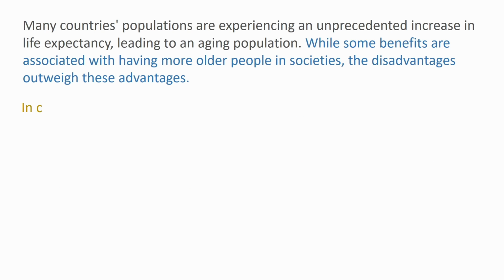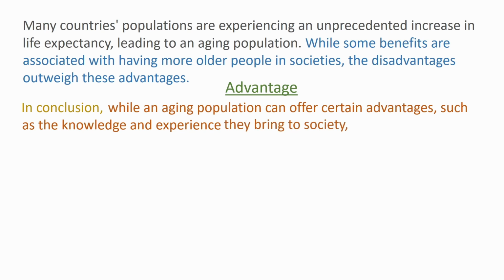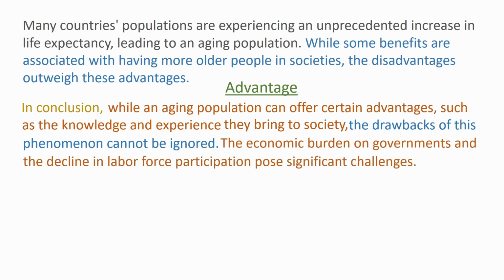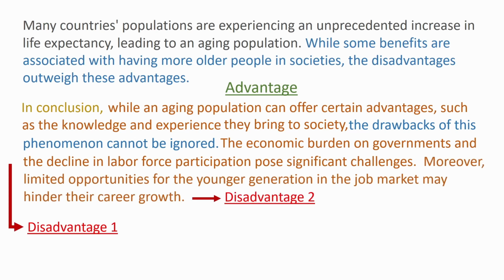So I start with in conclusion, and then I summarize the main points and mention my opinion again. So, while an aging population can offer certain advantages, such as the knowledge and experience they bring to society, so this is the advantage, the drawbacks of this phenomenon cannot be ignored. So, this is my opinion. Now, I need to summarize the two disadvantages. The economic burden on governments and the decline in labor force participation pose significant challenges. So, this is the first disadvantage. Now, it's time to mention the second one. Moreover, limited opportunities for the younger generation in the job market may hinder their career growth. So it was the second one.